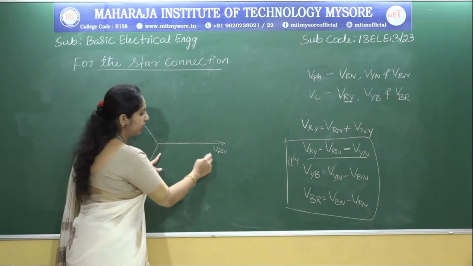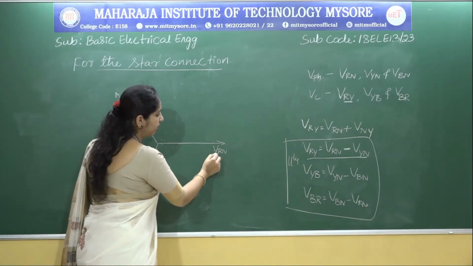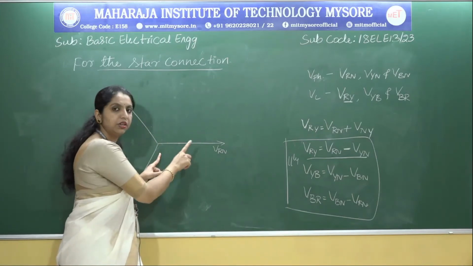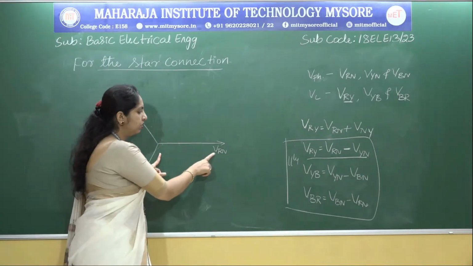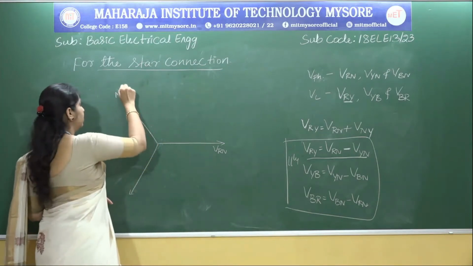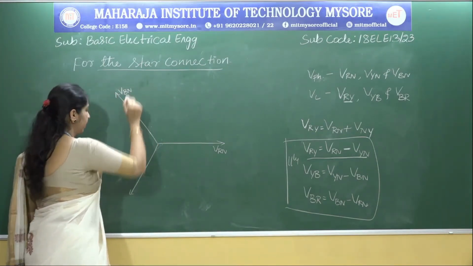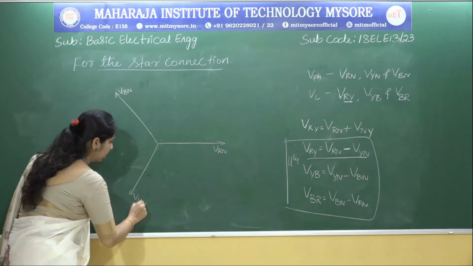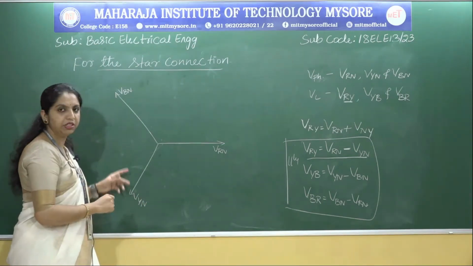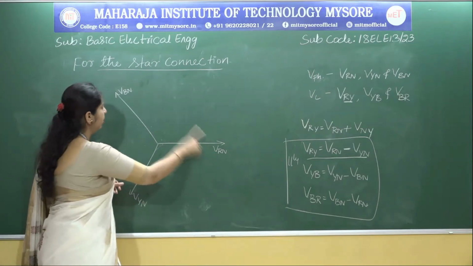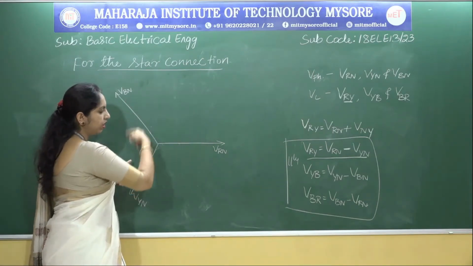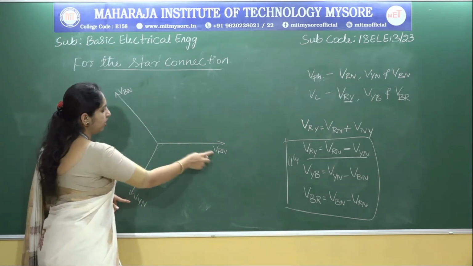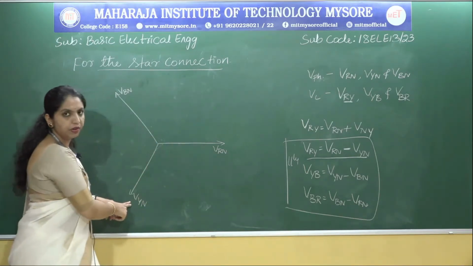So initially to start with we can have VRN, that is the phase value, and remember always we need to start with the phase values here. So one is VRN and another one is VBN and next is VYN. Even the order can be changed here. So since we have taken initially R, B and then Y, we have taken VRN, VBN and VYN.